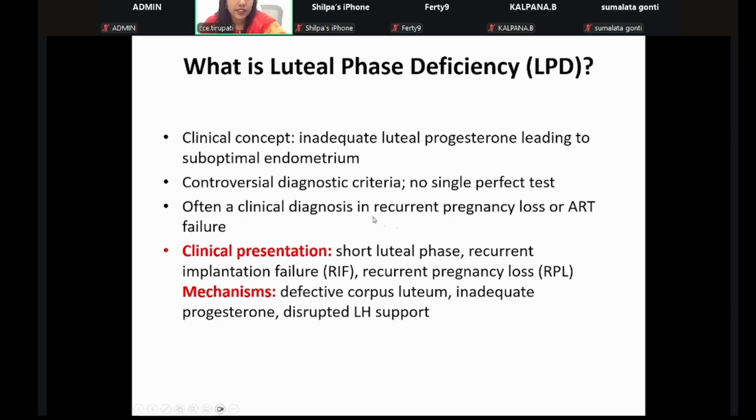It is often a clinical diagnosis only. We can suspect luteal phase defect in people with short cycles, short luteal phase, and people with recurrent implantation failure or a history of recurrent pregnancy losses. In all these cases, we can suspect clinically whether there is a luteal phase defect. The mechanism is a defective corpus luteum leading to inadequate secretion of progesterone and disrupted LH support.